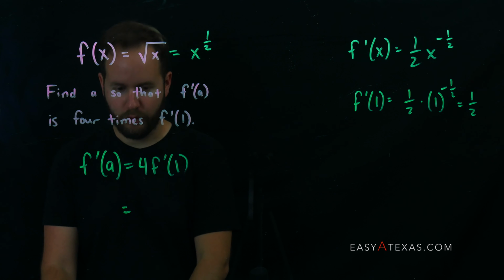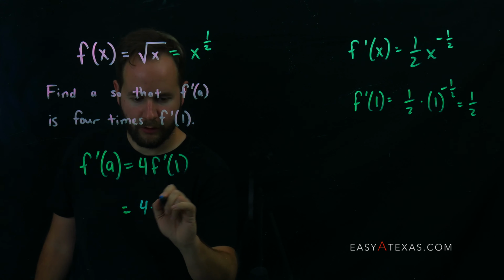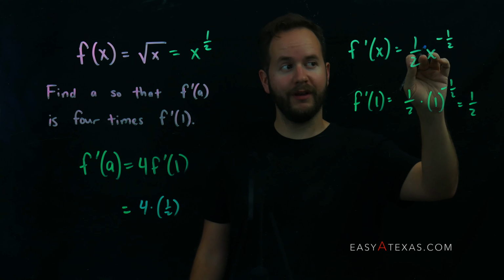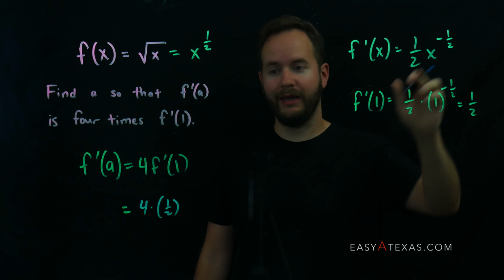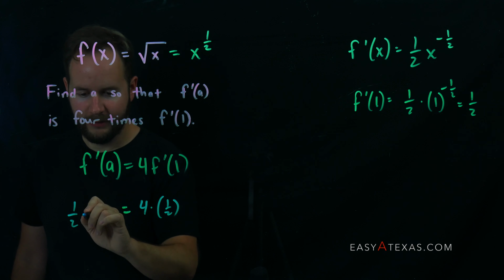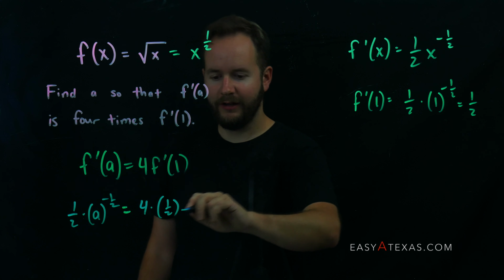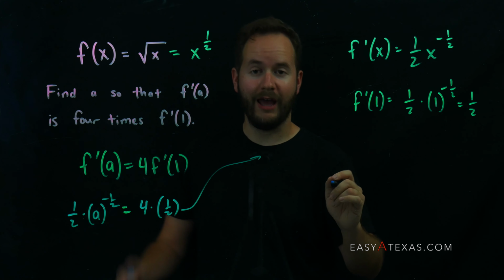Let's do this in blue. We have 4 times 1/2. And then f prime of a is the same derivative, but instead of 1 being plugged in for x, we're going to plug in a. So we have 1/2 times a to the negative 1/2. The right-hand side we can condense into just 4 times 1/2 is 2.